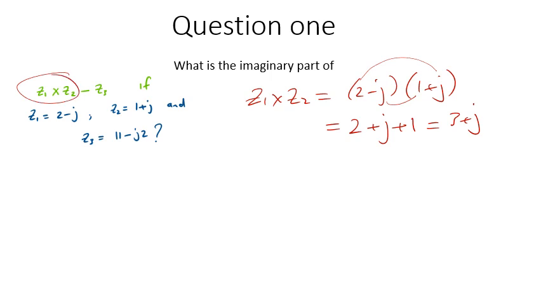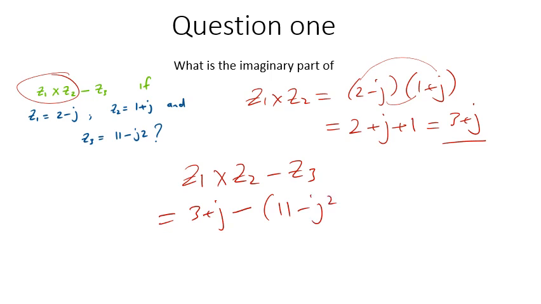Now we've got to subtract Z3. So we're going to go Z1 times Z2 minus Z3. We know Z1 times Z2 is 3 plus J, and minus. Now don't forget brackets. I keep emphasizing brackets. So that becomes 11 minus J2. So that becomes 3 minus 11, which is minus 8. And J minus, be careful here, J minus minus J2 becomes plus J2.